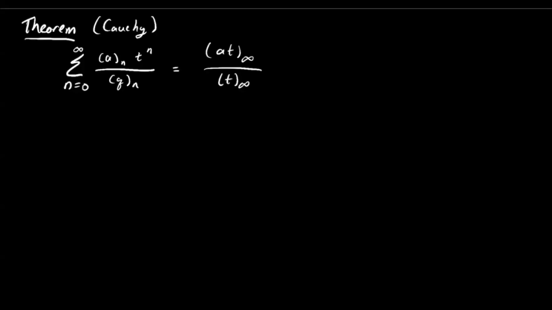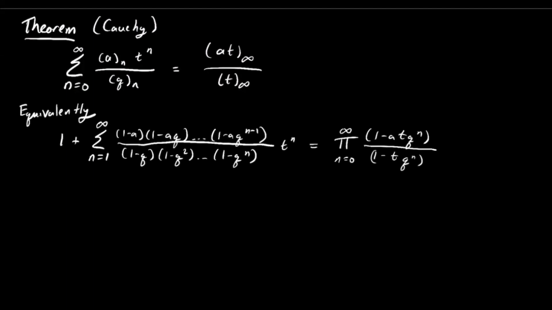So our next result will be the following theorem due to Cauchy. I've written it here in q-Pochhammer notation. If we choose to expand everything out and not use the q-Pochhammer notation, the theorem can equivalently be written this way. All I've done is expanded out the (a;q) sub n, the (q;q) sub n, the (at;q) sub infinity, and the (t;q) sub infinity for you. This result will be quite fundamental because its corollaries will be important to us when we prove the Jacobi triple product identity. But the proof of this result is also actually quite interesting.